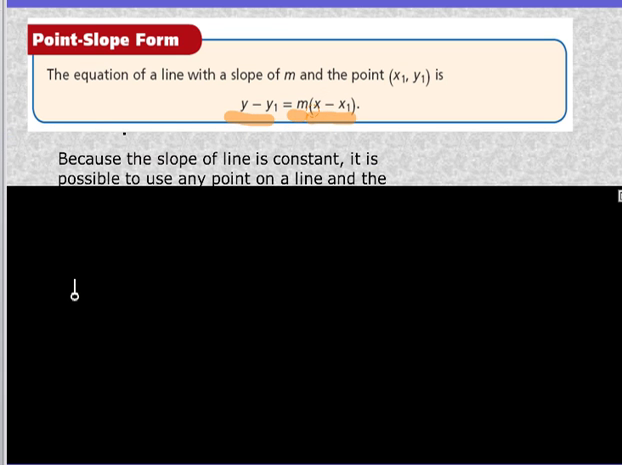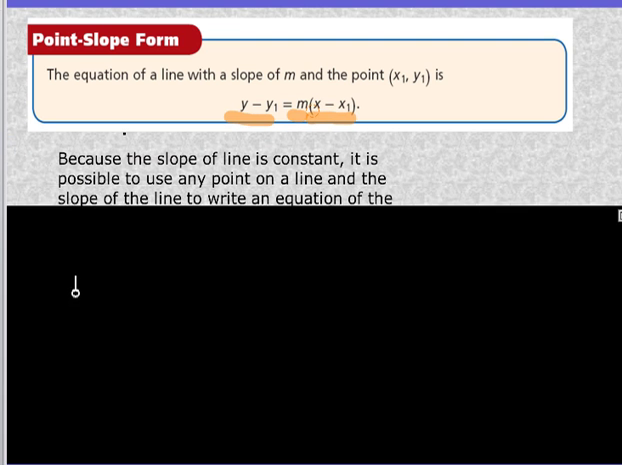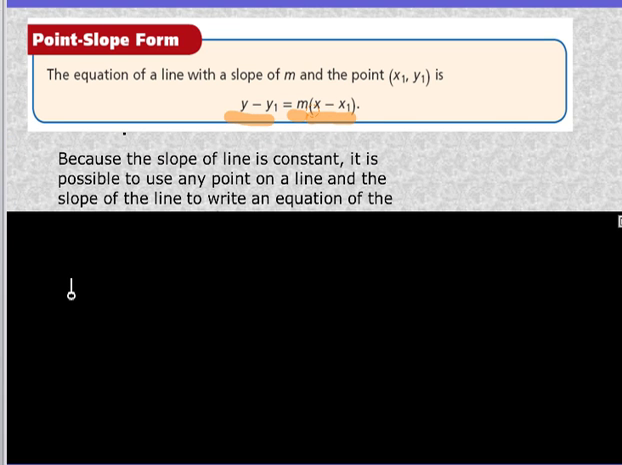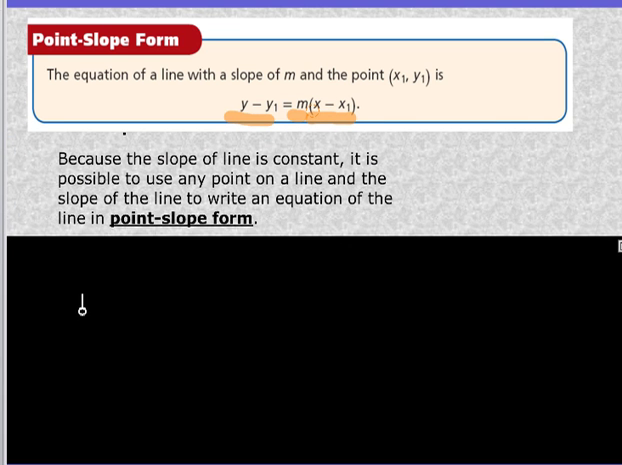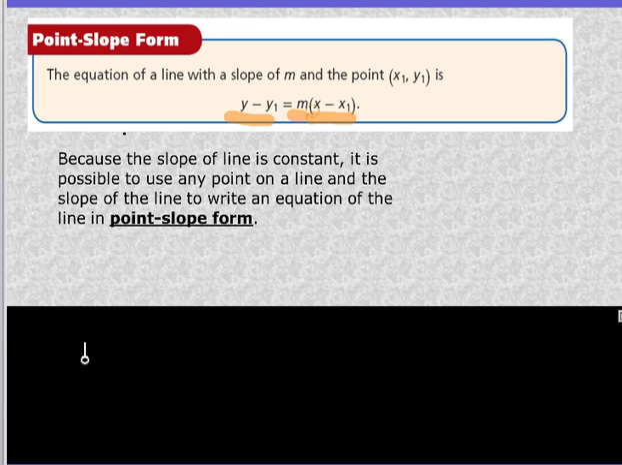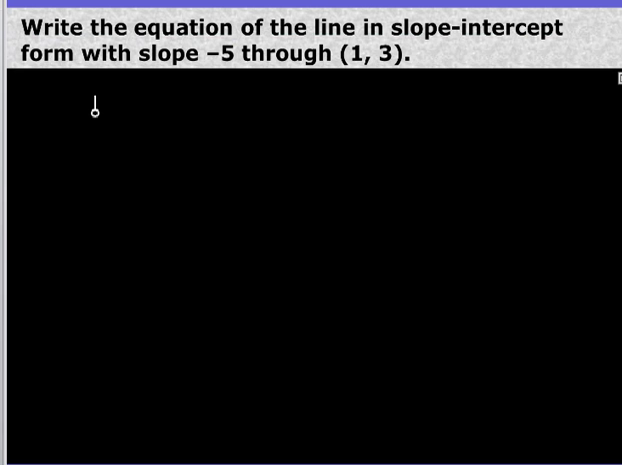Because the slope of the line is constant, it's possible to use any point on the line and the slope to write an equation in point-slope form. Okay, so let's look at an example. Write the equation of the line in slope-intercept form with slope minus 5 through (1, 3).